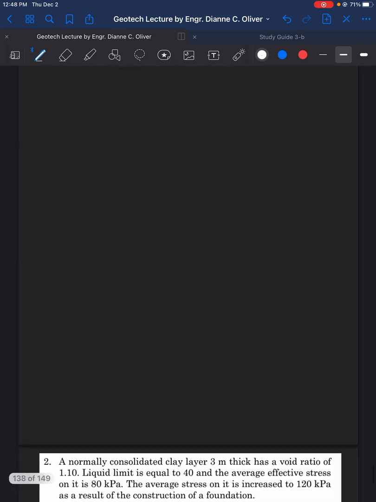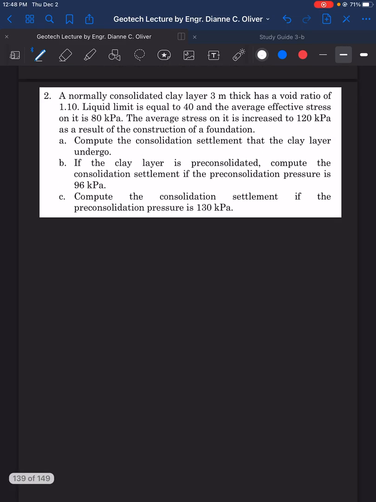Let's go to example number 2. A normally consolidated clay layer, 3 meters thick, has a void ratio of 1.1. So the layer is 3 meters thick, or that is 3,000 mm. So if I take that, then we have the void ratio e is equal to 1.10.